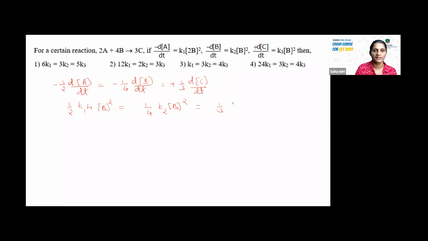Now 1 by 3 into d[C]/dt is what? k3 into [B]². Now [B]² everywhere you can cancel, right? So you have 4 by 2 is 2k1 equal to 1 by 4 k2 equal to 1 by 3 k3. Now you multiply throughout by 12. So 12 twos are 24k1 equal to 3k2 equal to 4k3 will be the answer. So option 4 is the answer. Is that clear? Next.